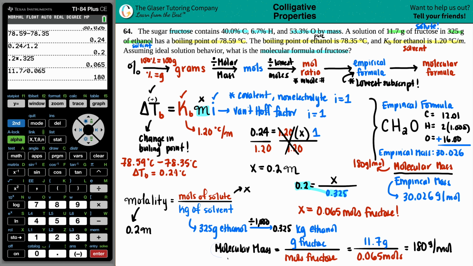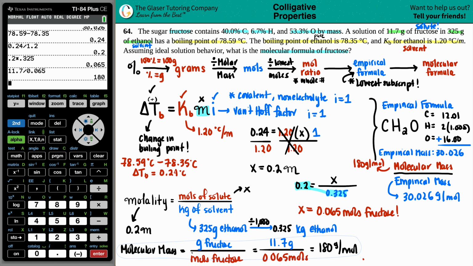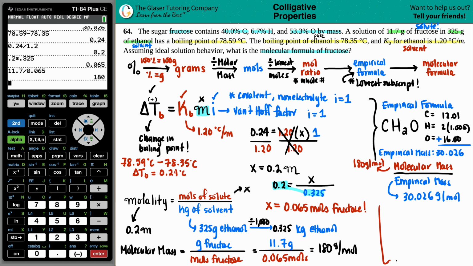So let's see. I told you this was going to be a wild ride, guys, right? I'm just trying to make some more room because we have a little bit of room here. And we're almost done. So what we're going to do is take that molecular mass, the 180 grams per mole, and divide it by the empirical mass that we found out, what, like 3 hours ago?